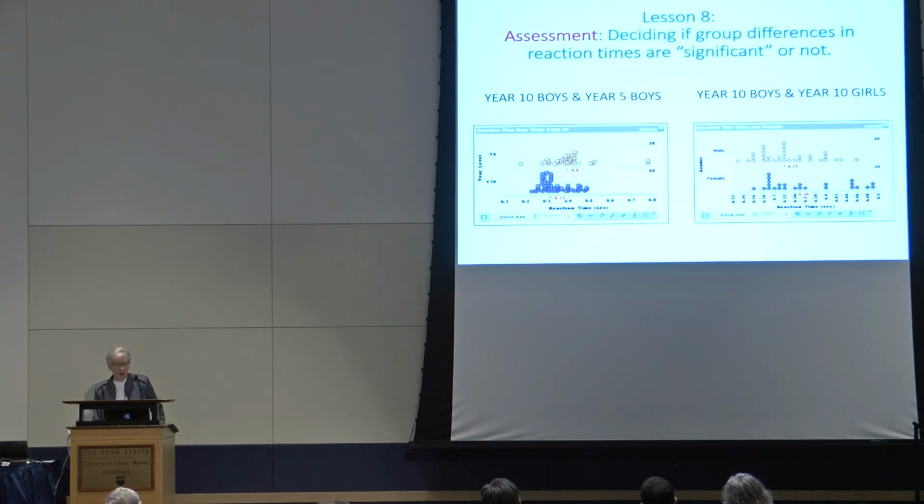So the final lesson was an assessment, and I'm not going to talk about it except that we gave this to them, and I gave them these 2 samples. These are again from the Australian Bureau of Statistics Census at School site, and it's comparing the reaction time of boys from year 10 and boys from year 5, and boys and girls in year 10. And if we look at those, I think we would agree that although it looks like the boys are a little bit faster than the girls, in fact, they're not really statistically significantly different.